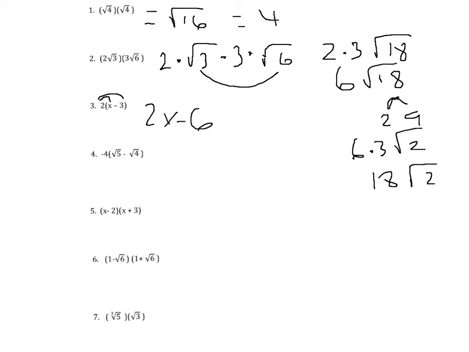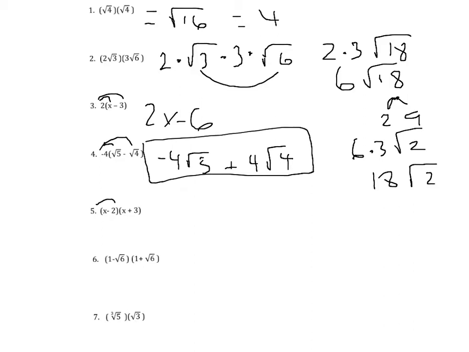So negative 4 times square root of 5 would just stay negative 4 square root of 5. Then a negative times a negative is a positive 4 square root of 4. And those, now since it's being added, do not simplify because remember you have to have like radicals, the same number underneath the radical, to be able to combine those. So that's actually your final answer.